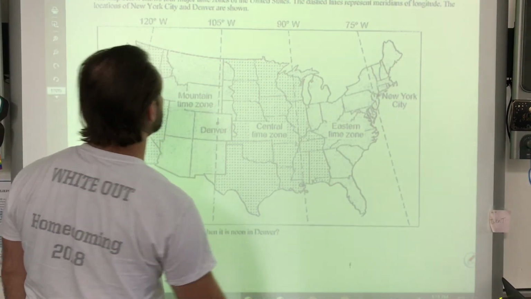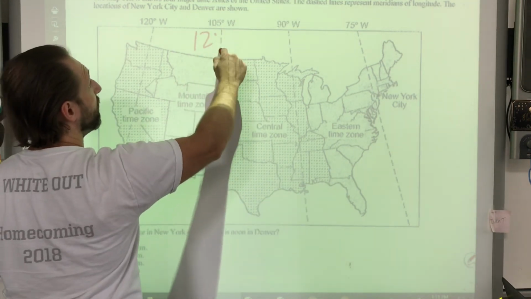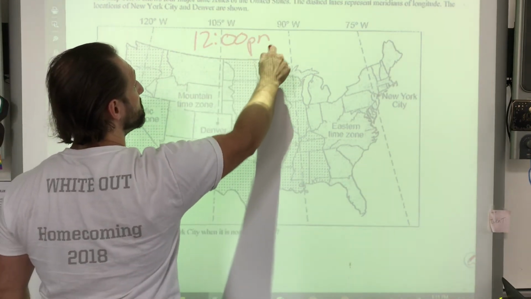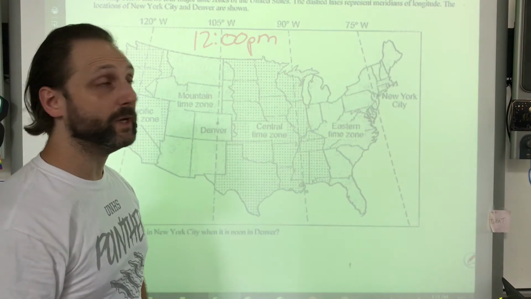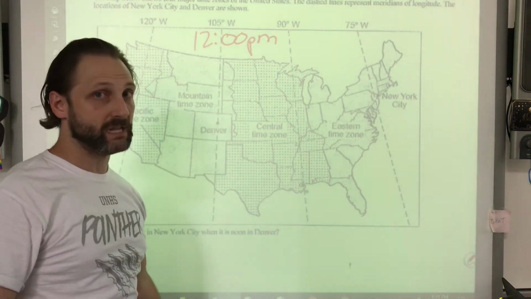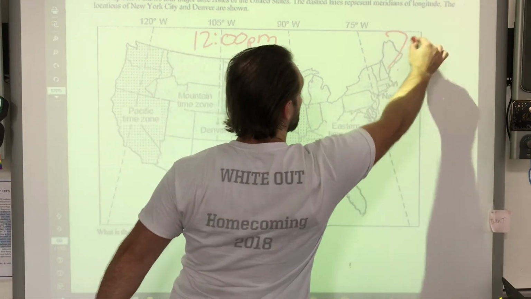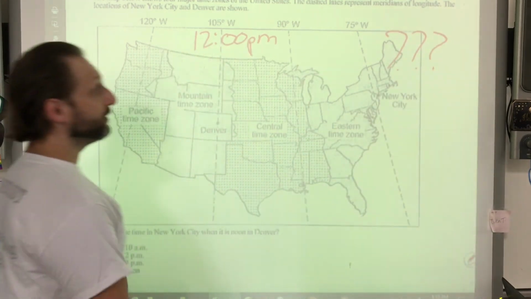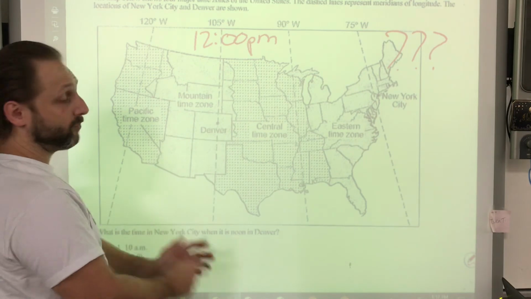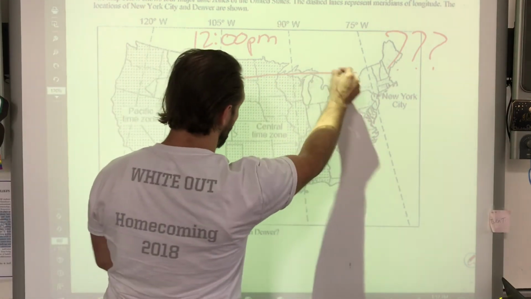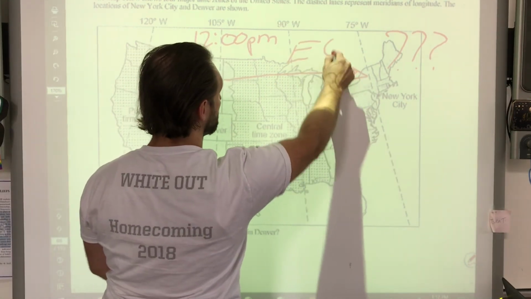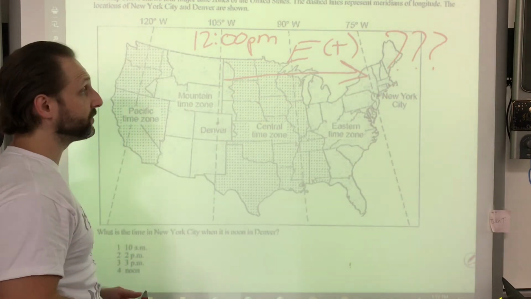All right, kiddos, it's noon. Noon is a word you may not be familiar with. Noon is 12 p.m., midnight is 12 a.m. All right, so New York City. All right, so we start here, we end there. What direction are we going? We're going east. So we're going to add at the end whatever difference we're dealing with.